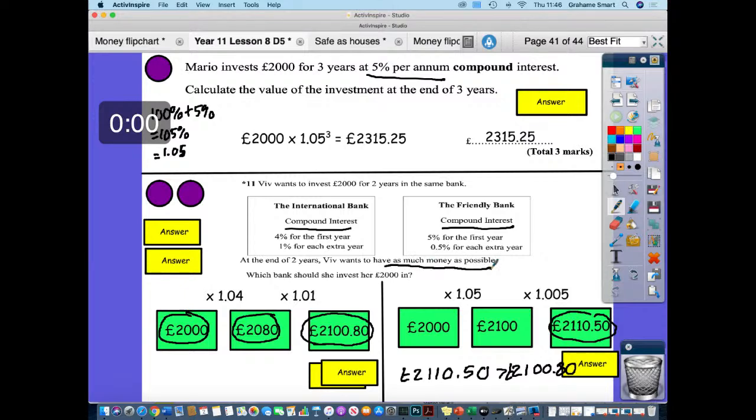And I know I've run a little bit over, so apologies there, but I did want to finish off on that question because that's a more problem-solving type question that involves investments.